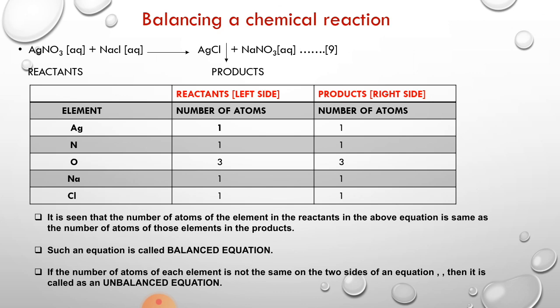So now let's see. It is seen that the number of atoms of the elements in the reactants in the above equation is the same as the number of atoms of those elements in the product. So such an equation is called what? Balanced equation. If the number of atoms of each element is not the same on the two sides of the equation, then it is called an unbalanced equation. You can see in the above reaction that the number of atoms on the reactant side is the same as the number of atoms on the product side. So this is a balanced reaction.